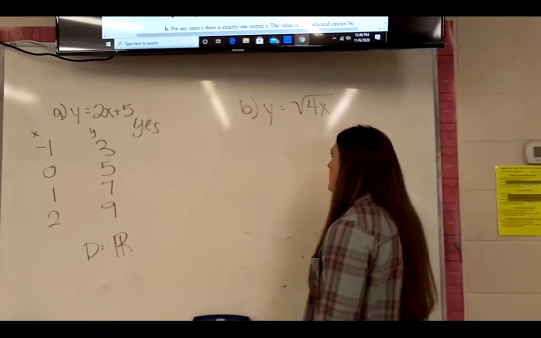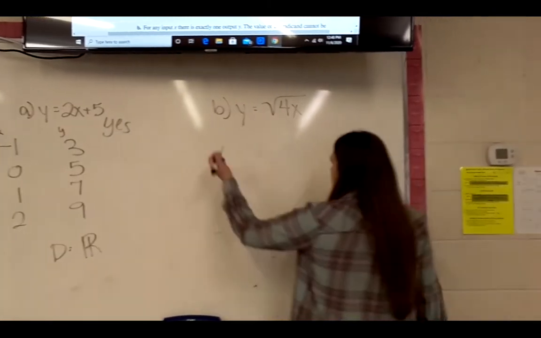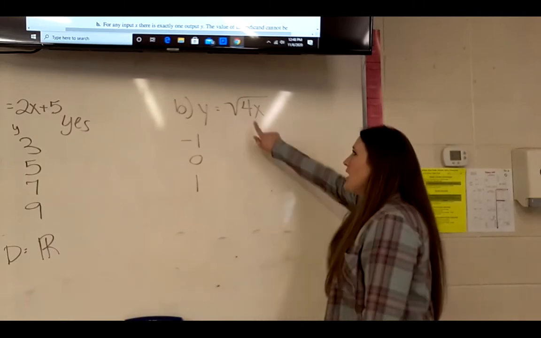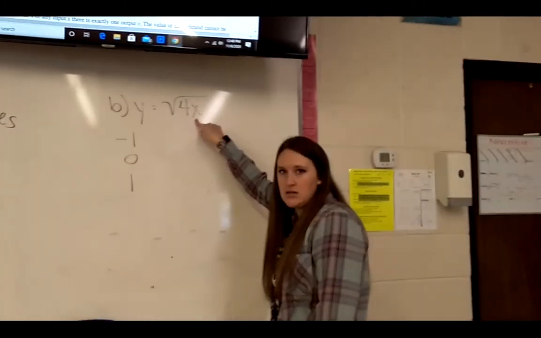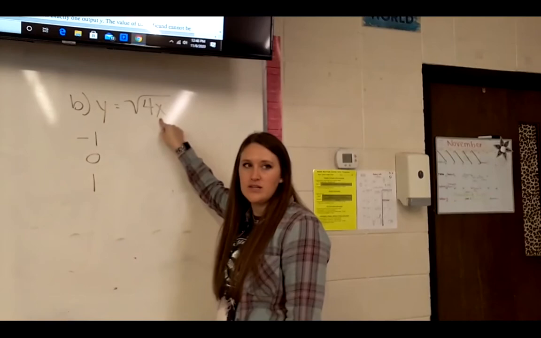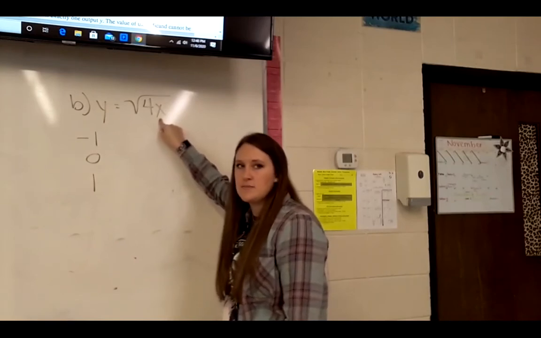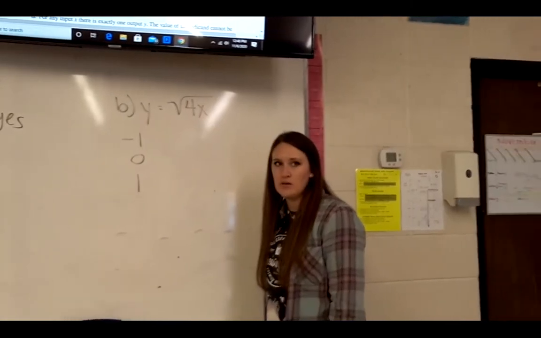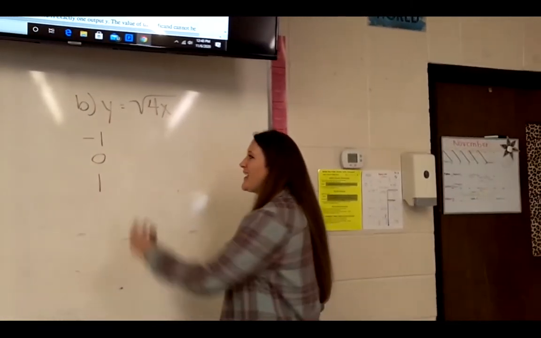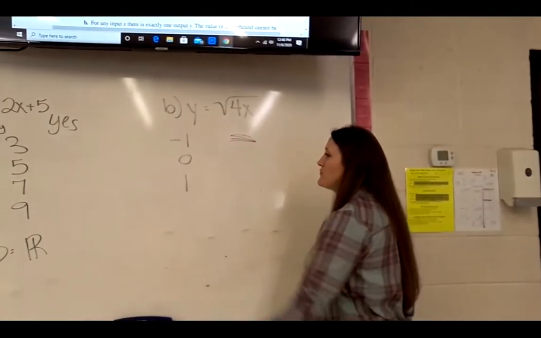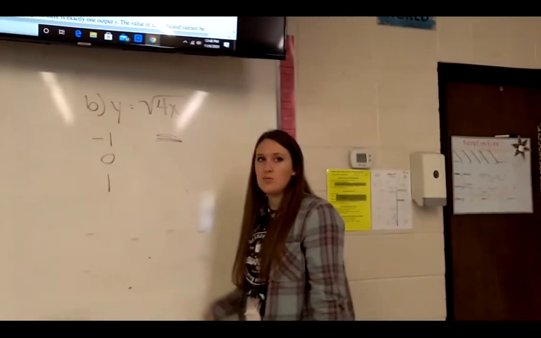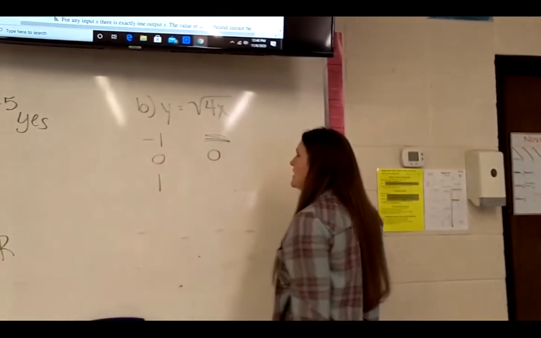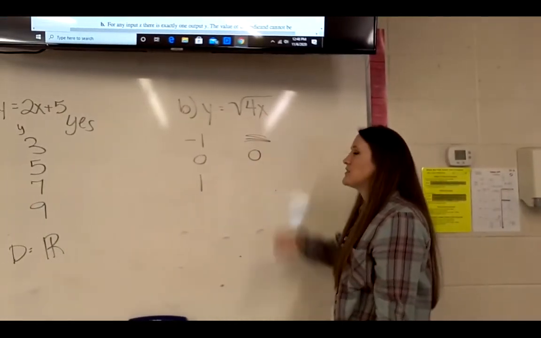Okay, on B, we have y equals the square root of 4x. So again, I'm just going to use -1, 0, 1. If I plug -1 in here, 4 times -1 is what? -4. Can I take the square root of a negative number? No, so I can't do that one right now. First, let's move on. If I plug 0 in, what's the square root of 0? 0. It's just 0. If I plug 1 in, that's 4. What's the square root of 4?